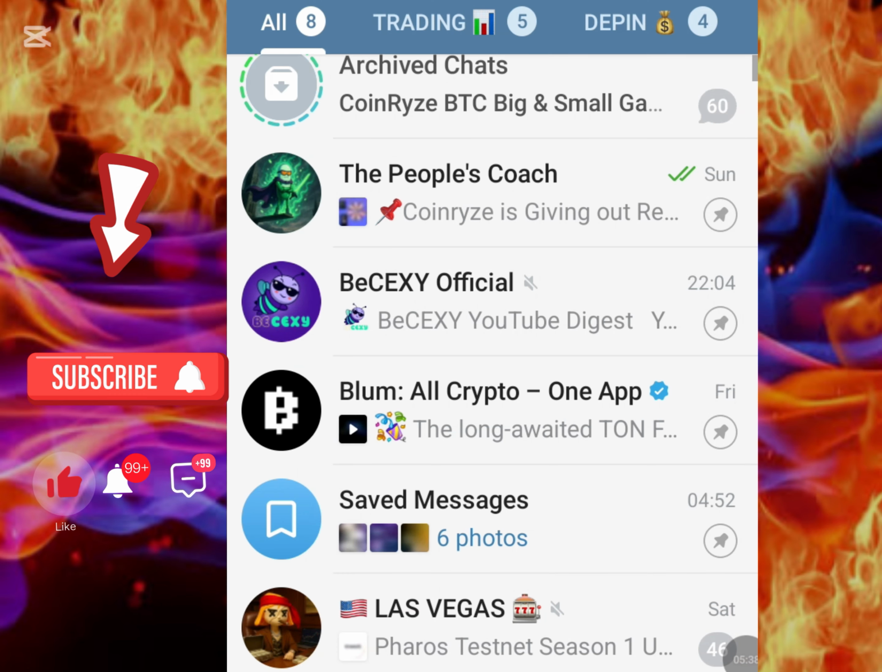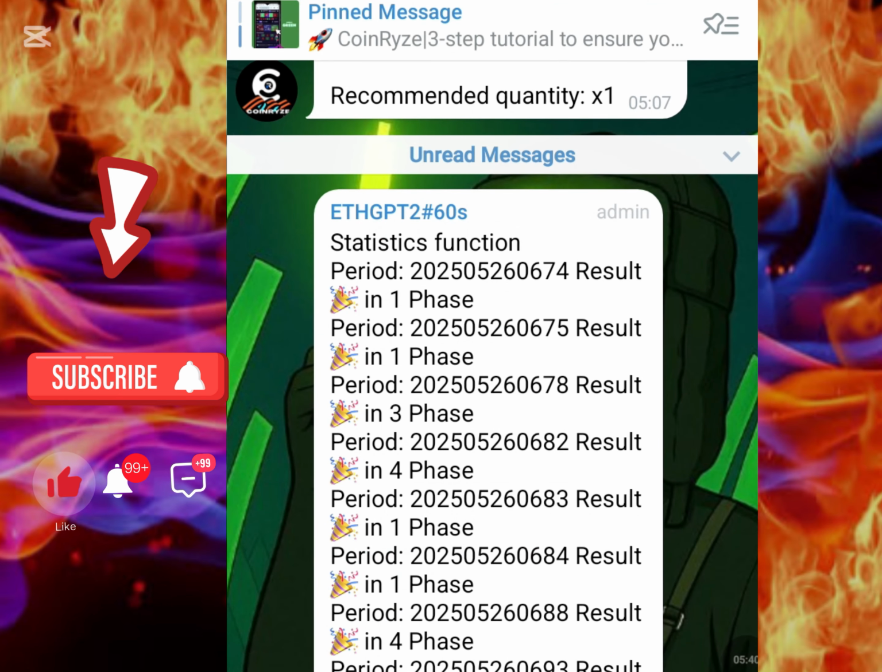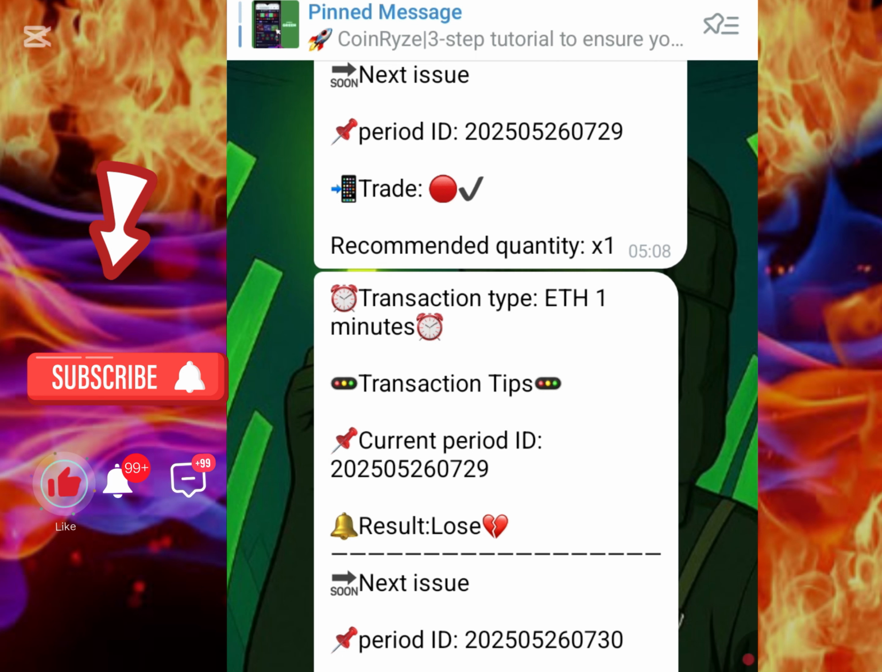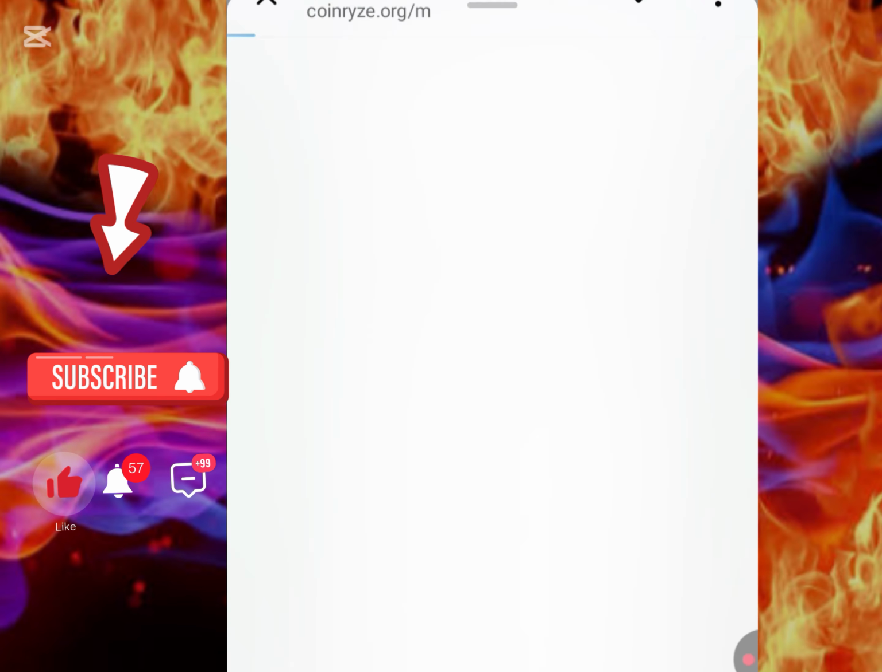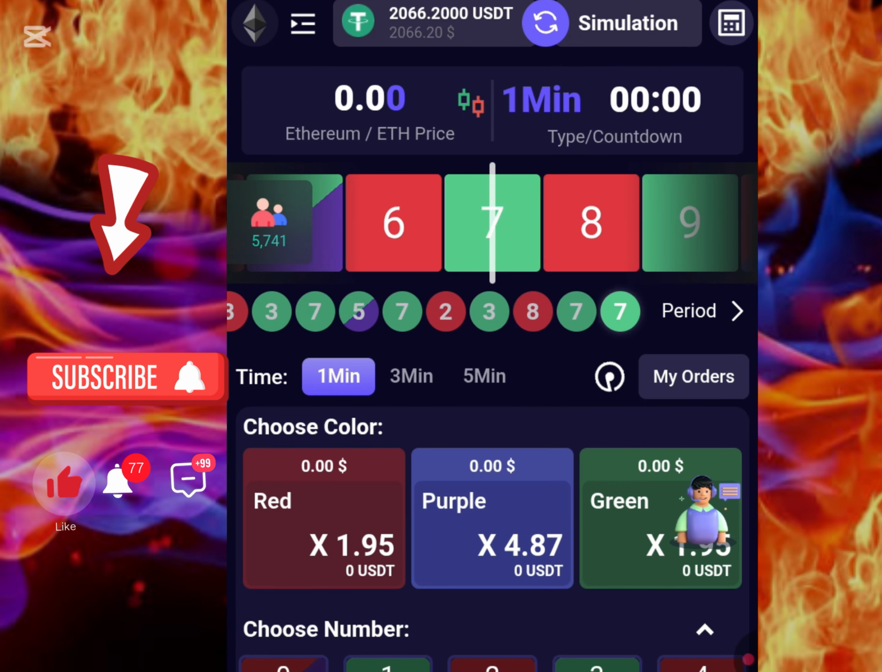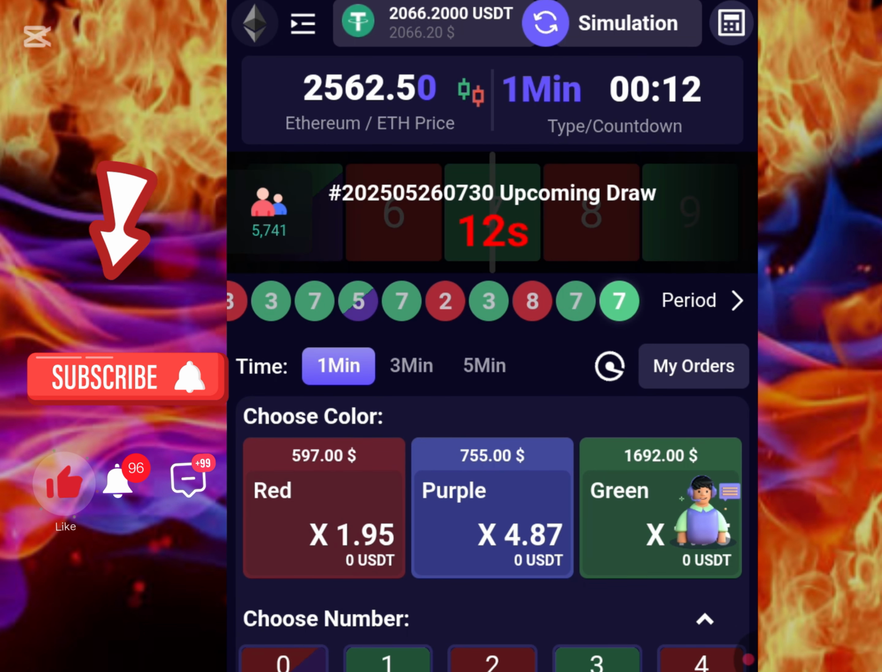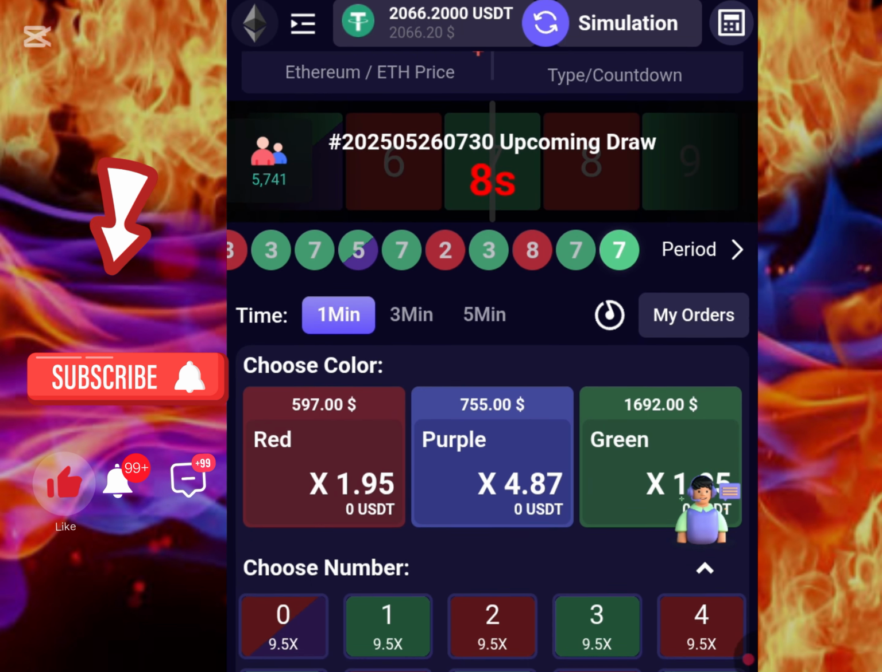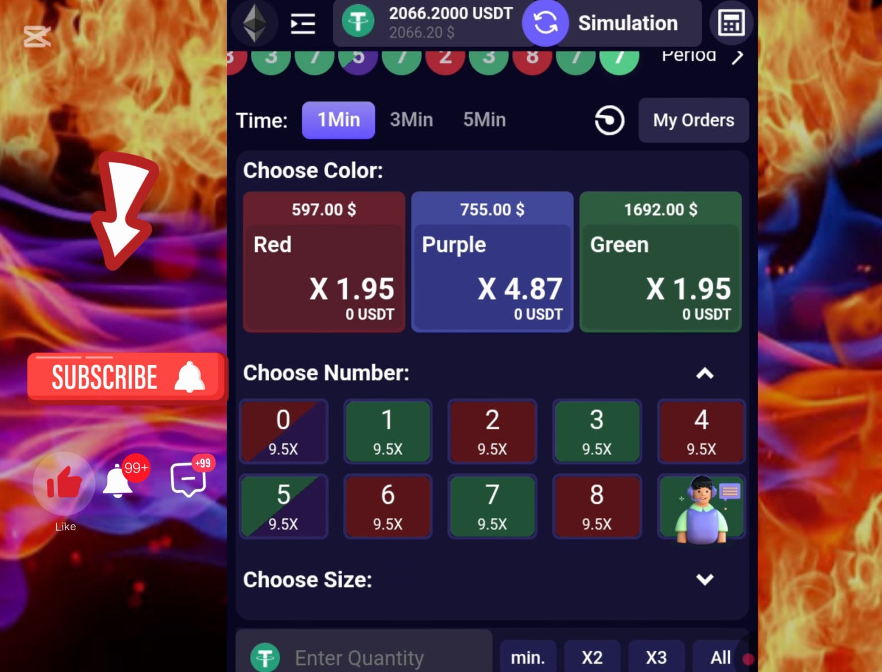So now let's go back to the ETH signal group. You can see the signals are being dropped right here. All you need to note here is that there is a trade, there is the period ID, and there is the next issue. Now what the period ID means is this. Go down to period ID. There is the period ID right here, right? And we're making use of the 60-second signal group. This is the period ID. Look at my screen carefully. And then this is the choice of color. We have red, purple, and green.